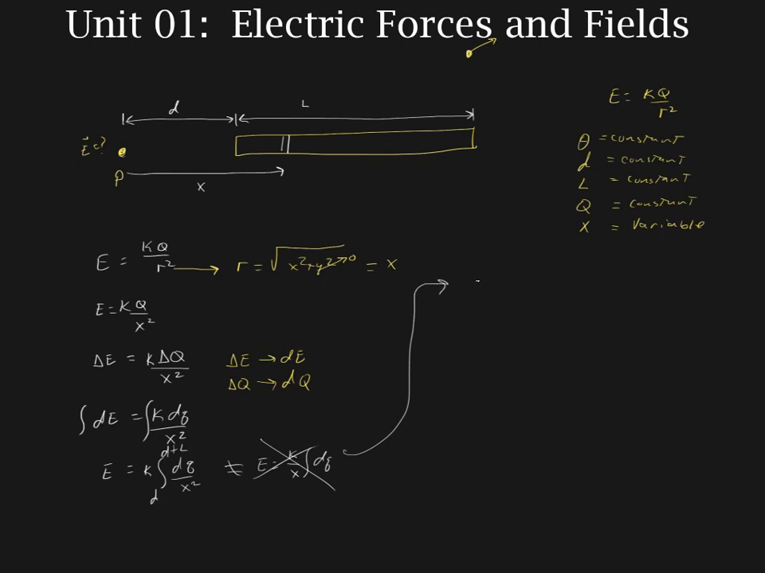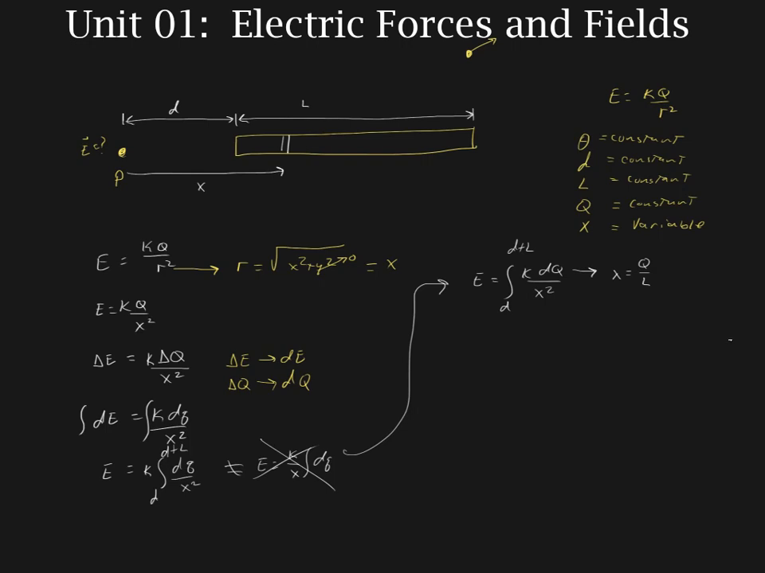Okay, so we have E is equal to the integral of K dQ over x squared going from d to d plus L, and now we want to work on dQ. We've got to get dQ to become a dx. And how are we going to do that? Well, this is charge density that we're going to be using, and we know that lambda is equal to Q over L if it's a uniform charge density.